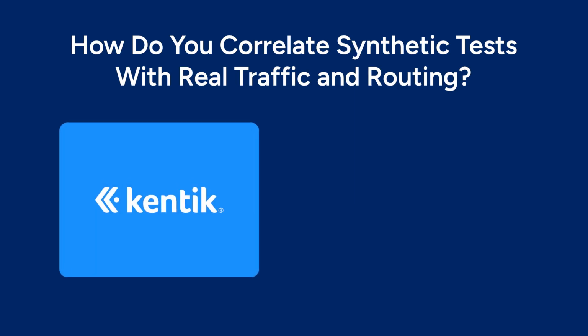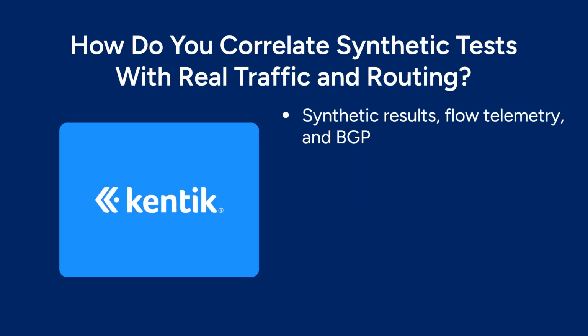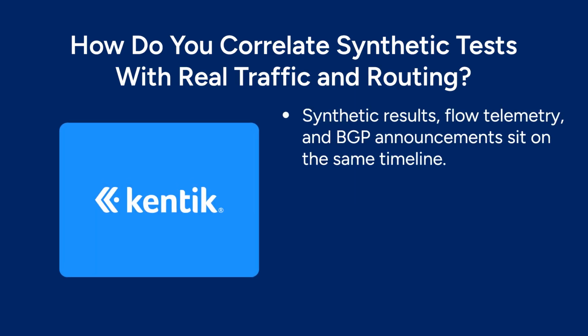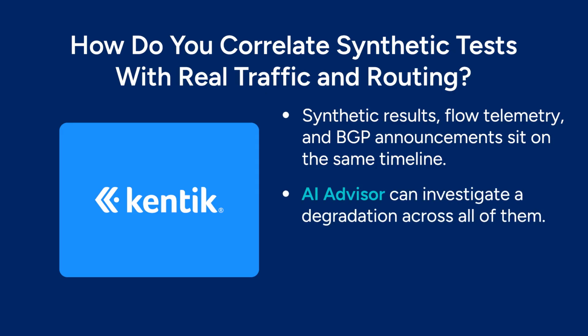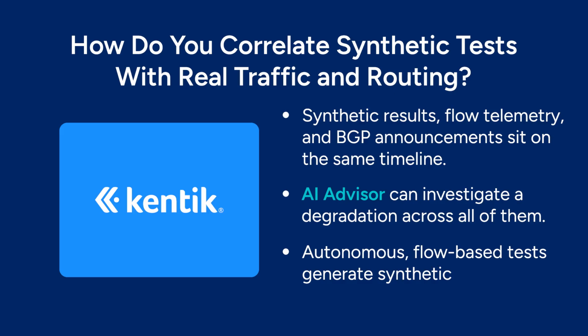In Kentik, synthetic results, flow telemetry, and BGP announcements sit on the same timeline. And Kentik AI Advisor can investigate a degradation across all of them. Autonomous, flow-based tests even generate synthetic tests for the destinations your real traffic actually reaches, so your testing follows your users instead of just a static list.